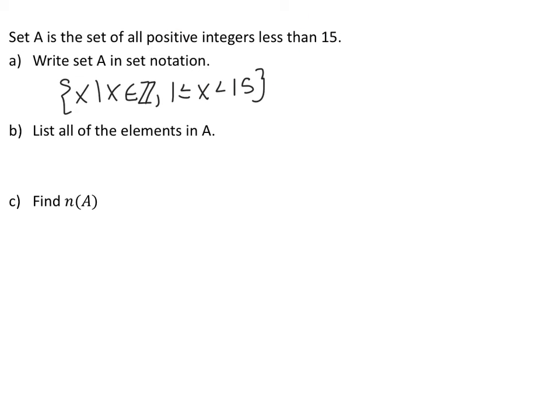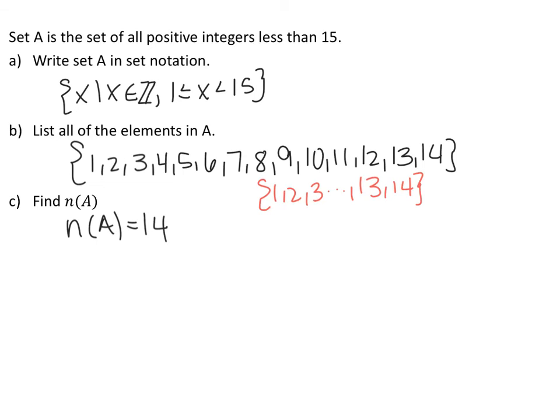So go ahead and pause the video and list all the elements in the set and find n of A, the number of elements in set A. So if you list out all the elements in the set, that's just listing numbers 1 through 14 because you don't want to include 15.